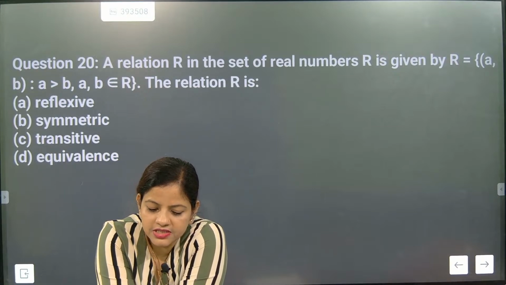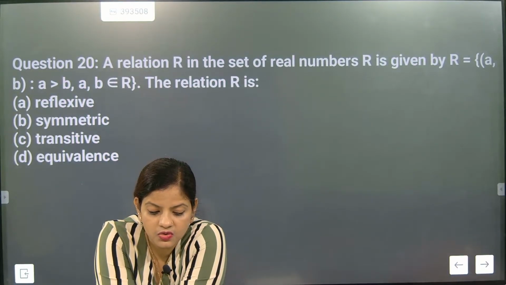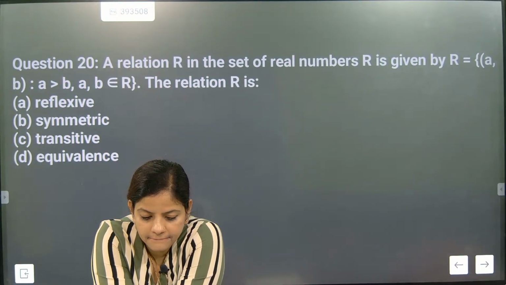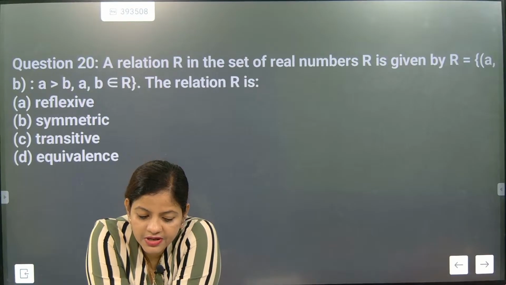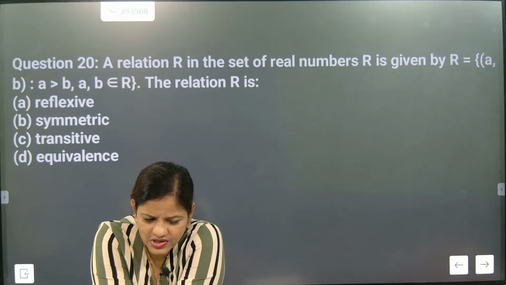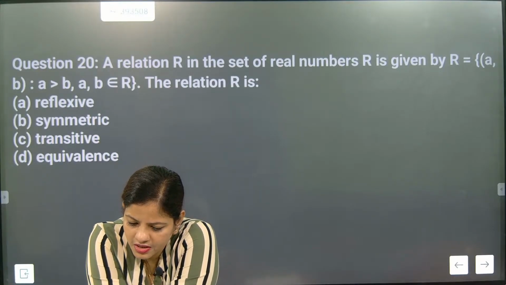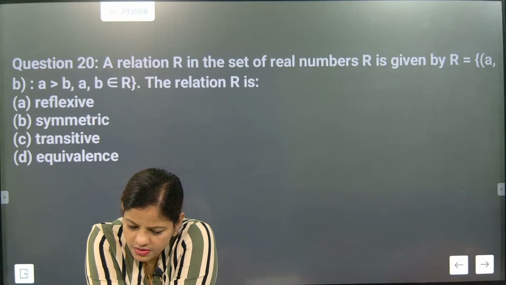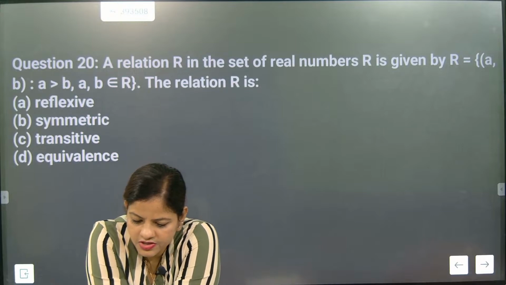A relation R in the set of real numbers R is given by a is greater than b. Just now only we solved it. Transitivity, but what type of transitivity is it possible? I think it is going to be transitive. 2 is greater than... Yes, it is not going to be transitive. Yes. Previous question.